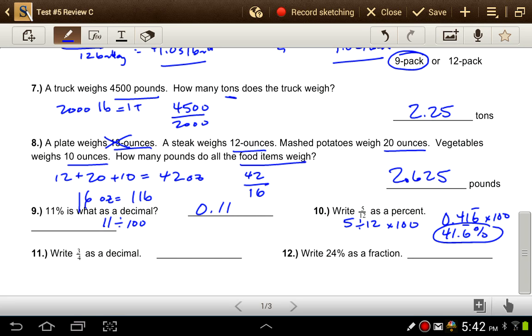Number 11, to turn that into a decimal, I just divide 3 divided by 4, so it's going to be 0.75. And to turn that into a fraction, I put that over 100, and then I simplify. 4 goes into both 24 and 100, so that's going to give me 6/25. Just leave it right there.